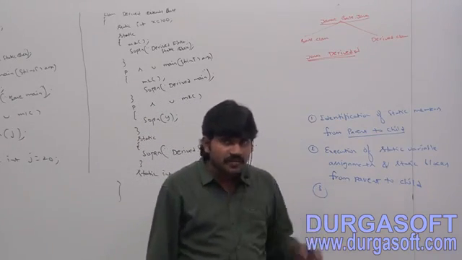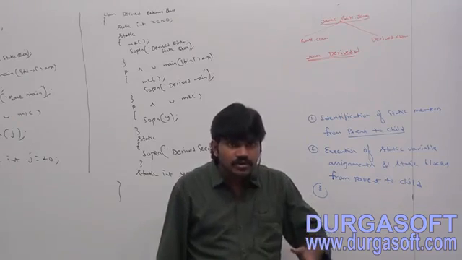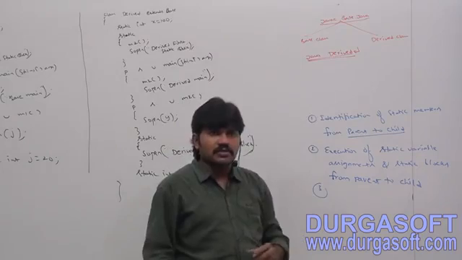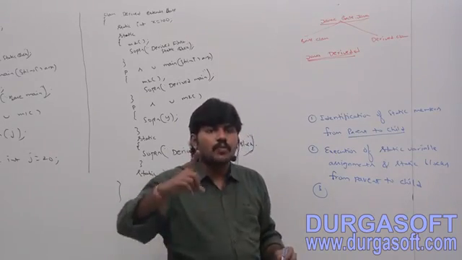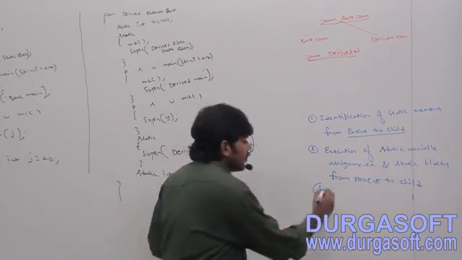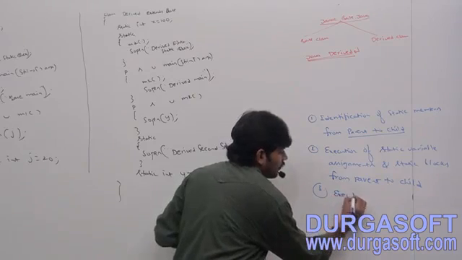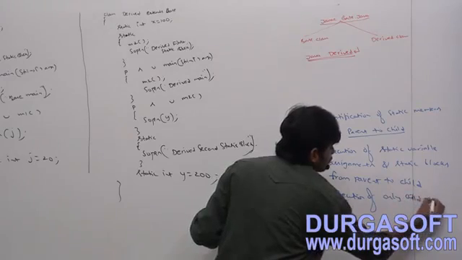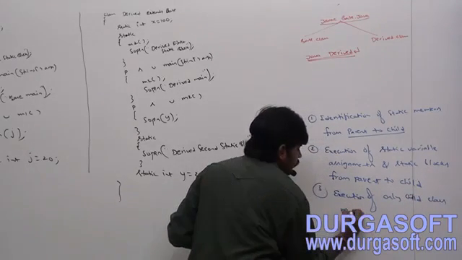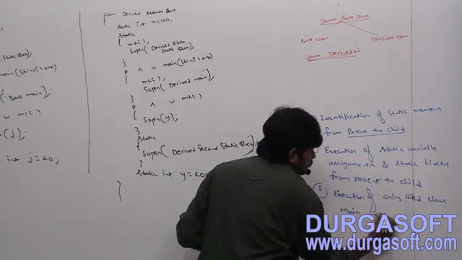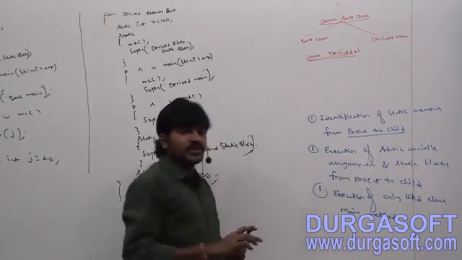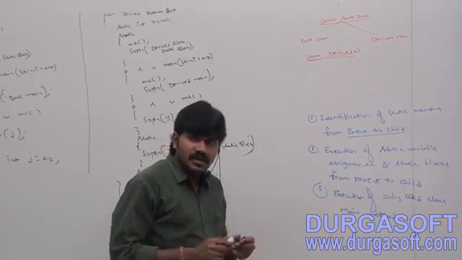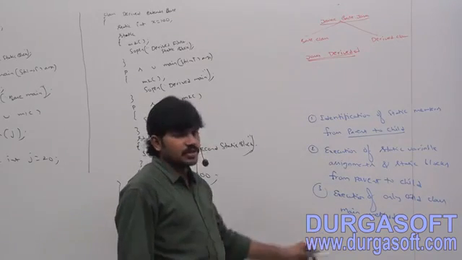Execution of main method. I will leave the parent out, because we are executing only the child class. So that's why it is the execution of only the child class main method. That's all. Total how many activities are there? Total three things you should be aware of, sir.